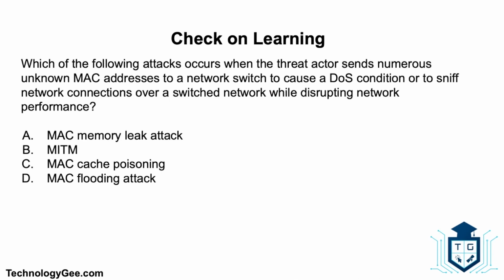Next question. Which of the following attacks occurs when the threat actor sends numerous unknown MAC addresses to a network switch to cause a DoS condition or to sniff network connections over a switched network while disrupting network performance? Would this be a MAC memory leak attack, a man-in-the-middle attack, MAC cache poisoning, or a MAC flooding attack? So which of these sends numerous unknown MAC addresses to a network switch to cause a DoS condition or to disrupt normal network performance? And the correct answer is, this will be a Media Access Control flooding attack.